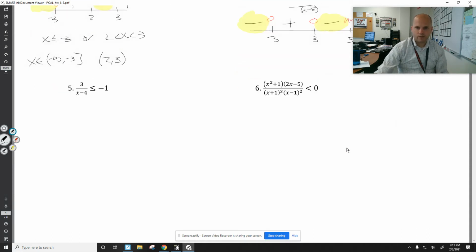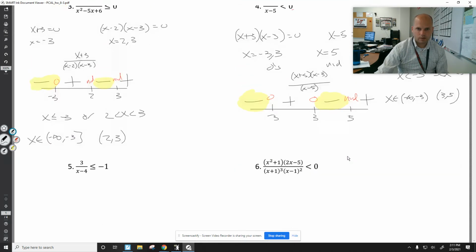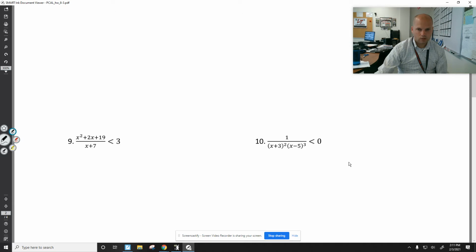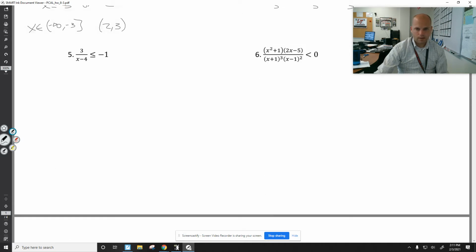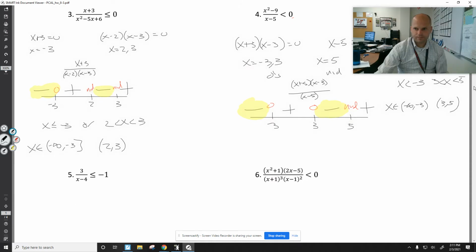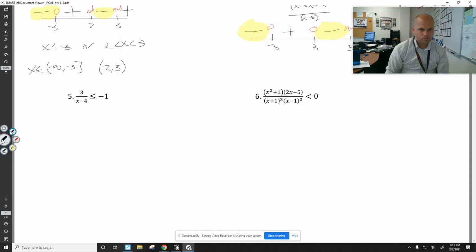All right, let's look at 6, 10, and then we'll go back to the ones and numbers. All right, numerator equal to 0. x squared plus 1, does that equal 0? Subtract 1, that's a -1. The square root of a -1 is imaginary. You don't get any solutions from that.